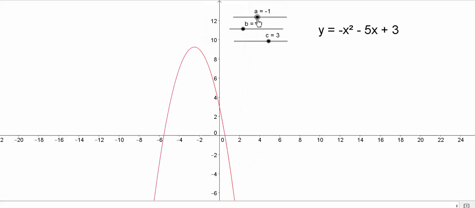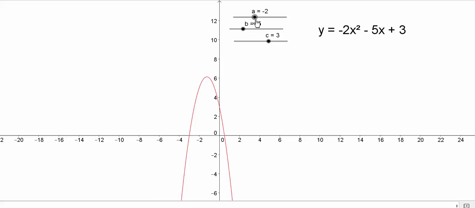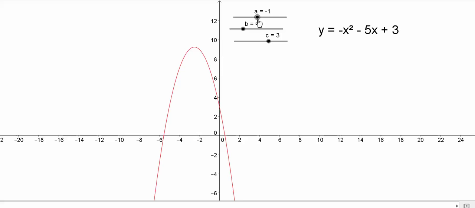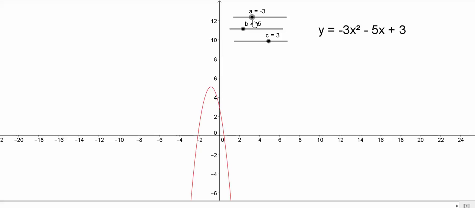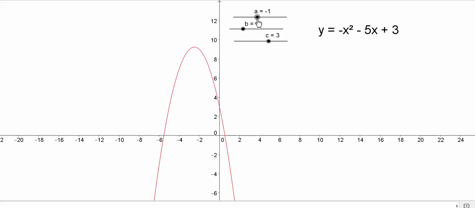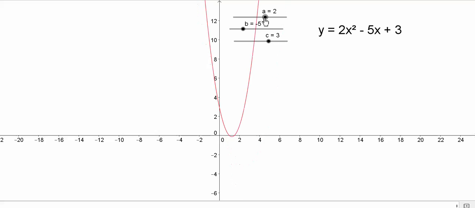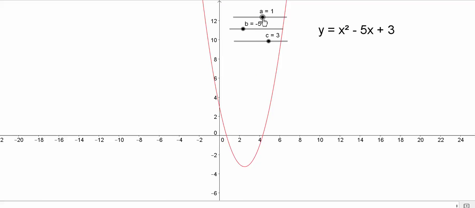Now if I vary a, you see, here we've turned it upside down. And that occurs when a is negative. So when a is negative, it's sort of upside down. When a is positive, it's this U shape.